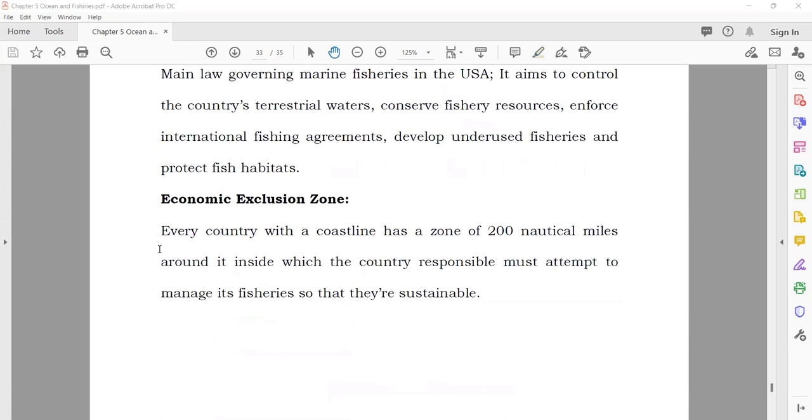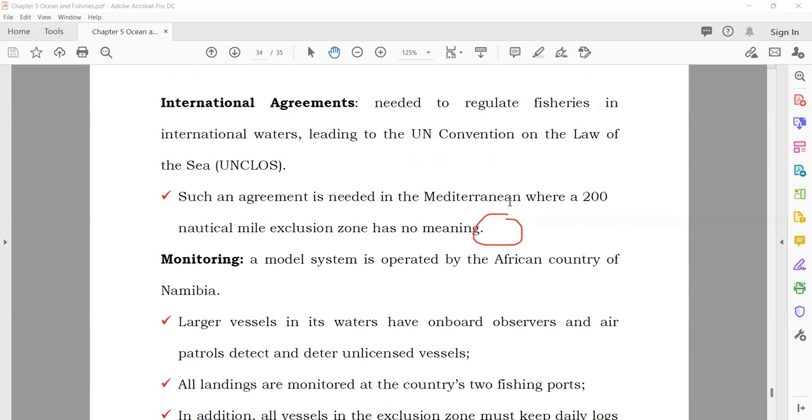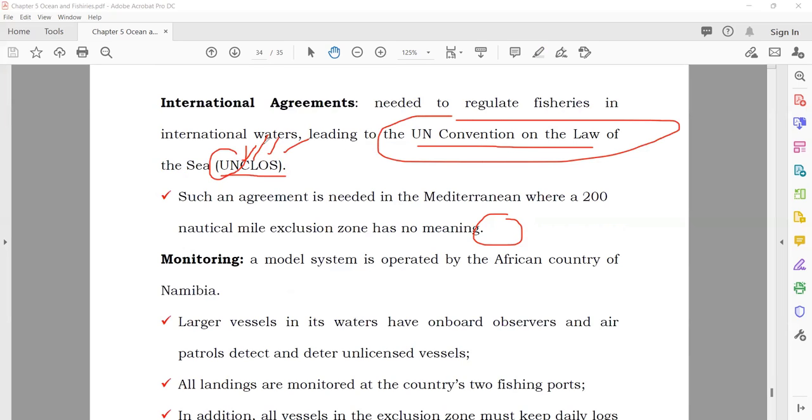After that, the exclusive economic zone. As we said, you can specify only 200 nautical miles as the limit for every country. Beyond that, they cannot go. So this also gives a sustainable population for the fish. International agreements, we said that, and one of them you can say is the UN Convention on the Law of the Sea. So you should know their names too. Sometimes they ask in the exam. Maybe a one mark question, but it is better if you know. After that, the Mediterranean, also here, as an example.